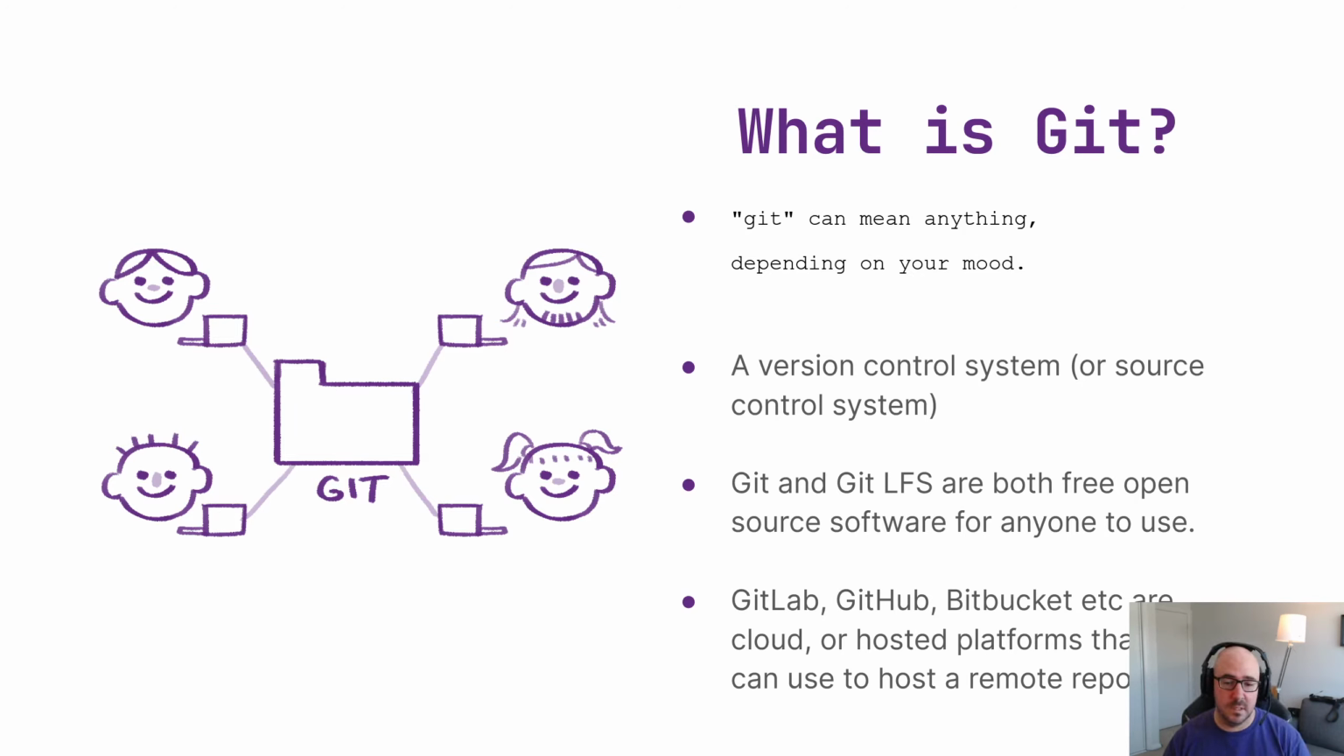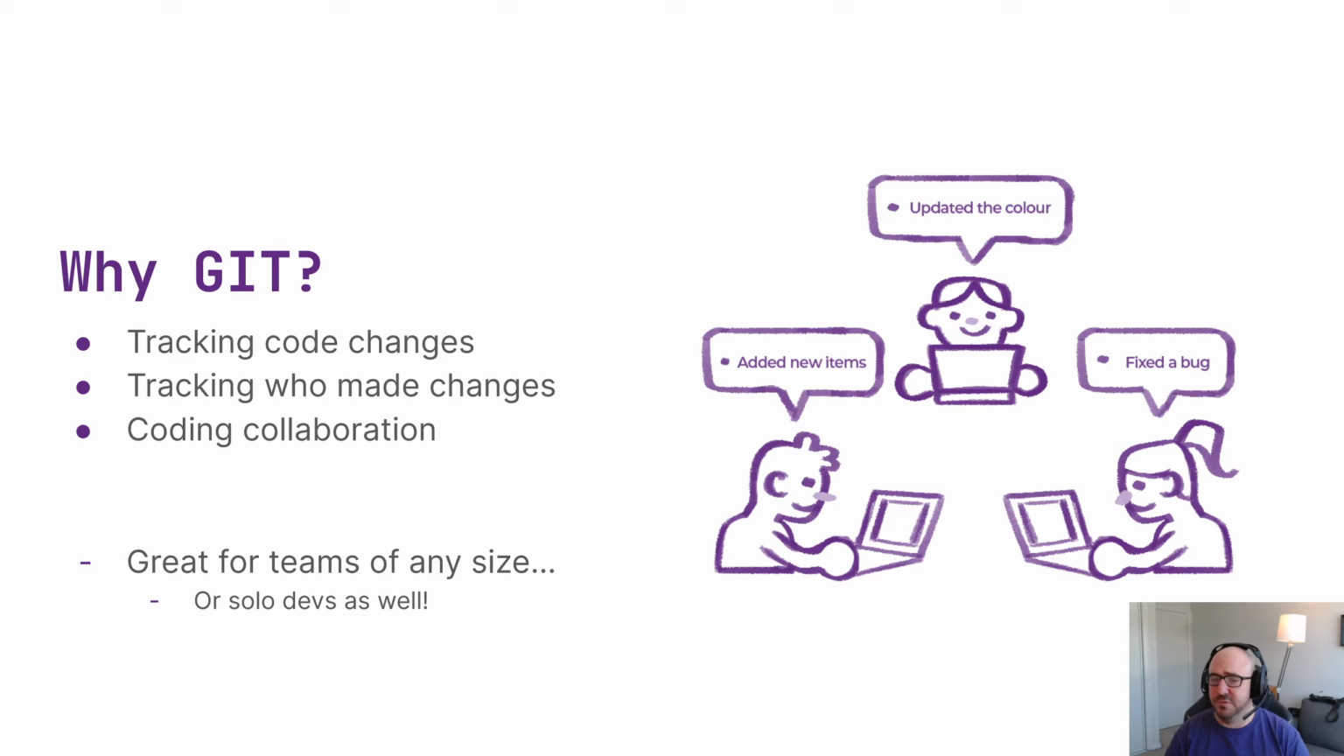Why Git? We touched on that a little bit, the reasons why you would use source control in general. Git, being a free open source version of source control, is really handy for that. It lets you track code changes, track who made those changes, and collaborate. One little point I've added at the bottom there too: Git is really great for teams of any size or even just solo developers.